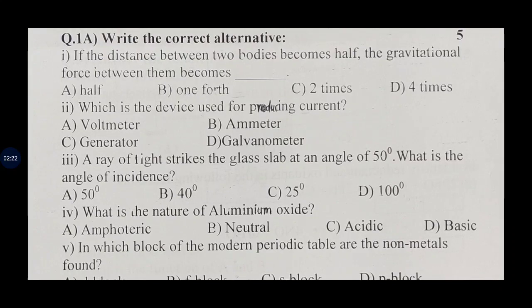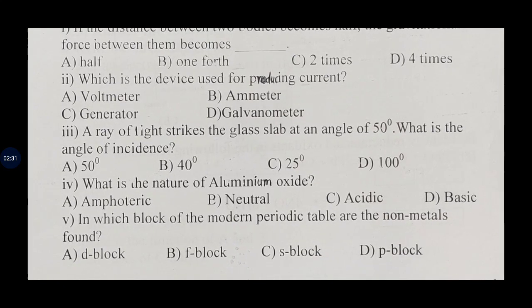What is the nature of aluminum oxide? All of you know that. Aluminum oxide is amphoteric in nature, so answer A is correct. And fifth MCQ question: in which block of the modern periodic table are the non-metals found? So the answer is D, that is the P block.